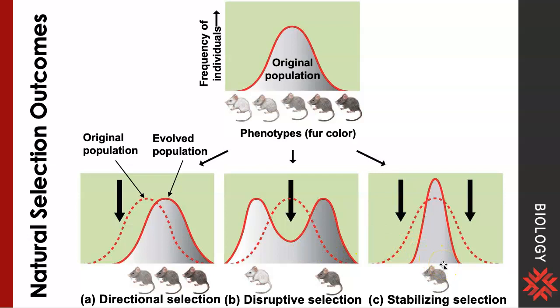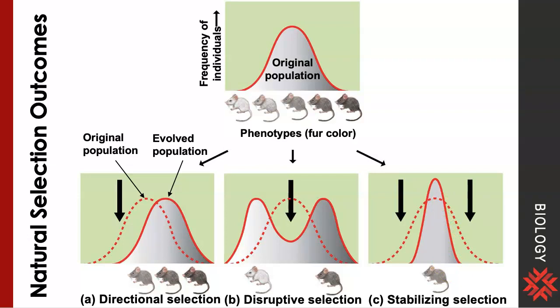Stabilizing selection is the opposite of that. Stabilizing selection is the one that's actually by far the most common. And it's the one that's saying that that intermediate phenotype is the one that's the most favored. So you're not going to have nearly as many of either of the extreme phenotypes, and the majority of the population is going to have that intermediate phenotype.